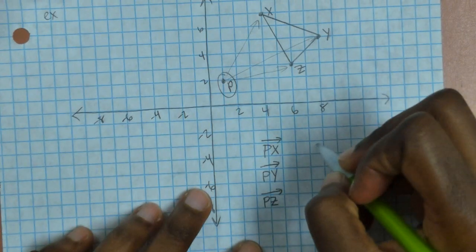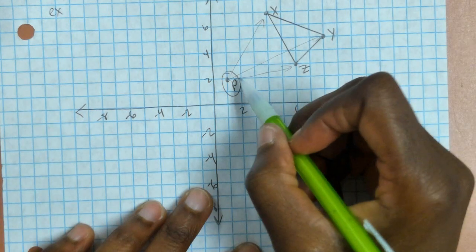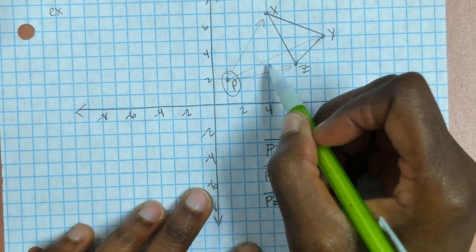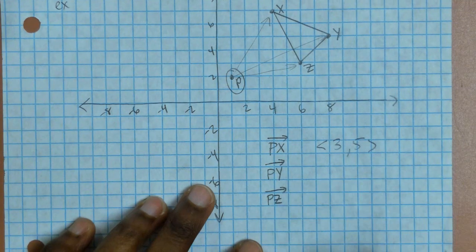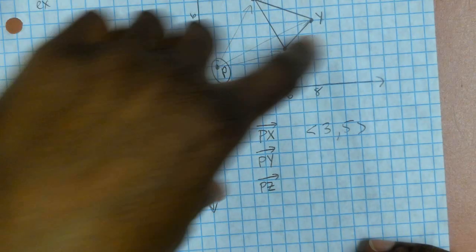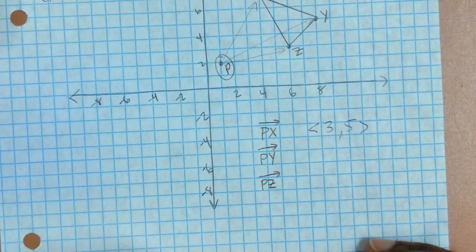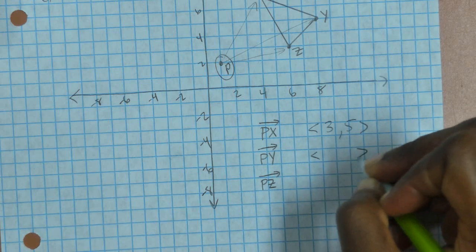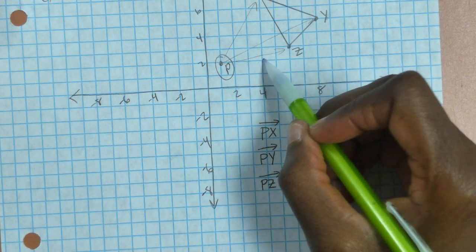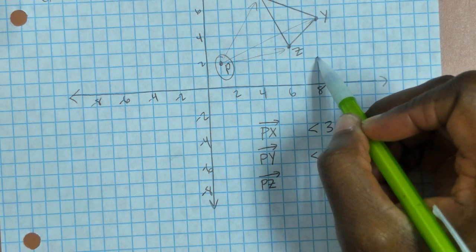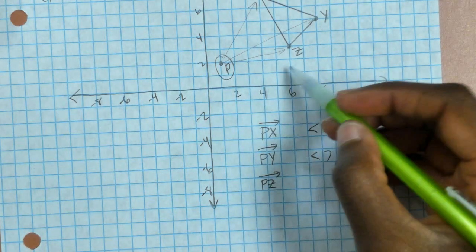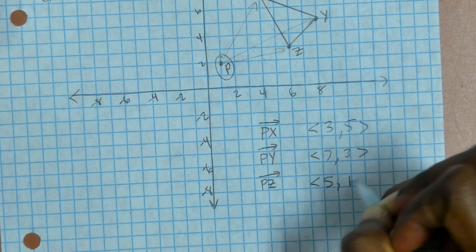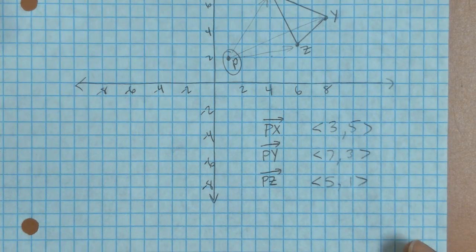So P to X, if I wrote it in vector form, it's going to go over 1, 2, 3 units, and then up 1, 2, 3, 4, 5. So 3, 5. Go ahead and pause it and try to find the vectors of PY and PZ. 1, 2, 3, 4, 5, 6, 7, 5, 1. Okay, so I went ahead and did all 3 of them.